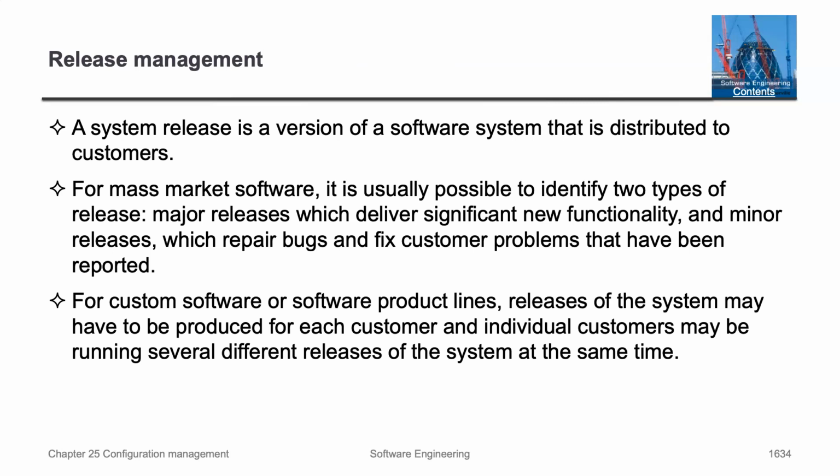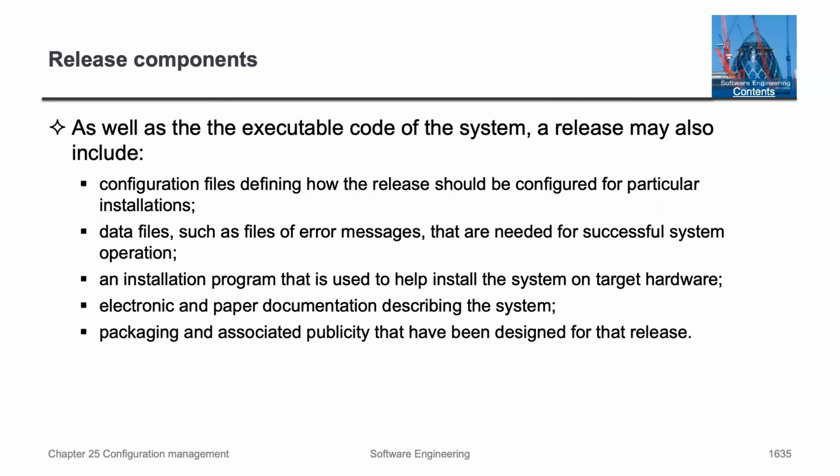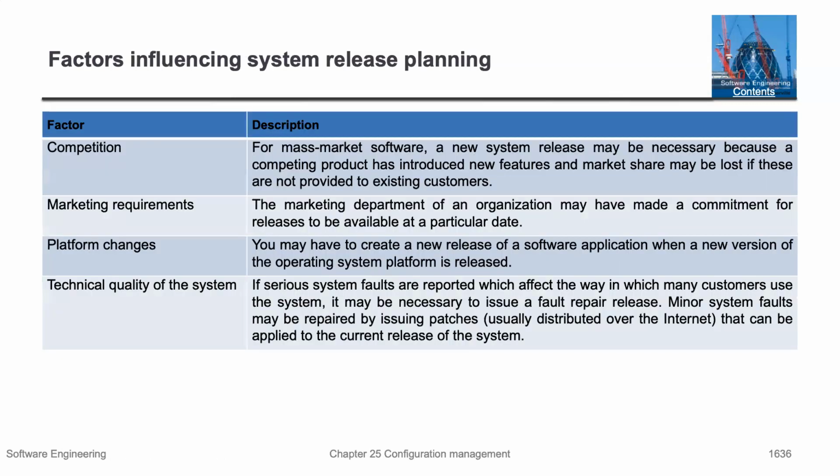For customer software or software product lines, releases of the system may have to be produced for each customer, and individual customers may be running several different releases of the system at the same time. For release components, as well as the executable code of the system, a release may also include configuration files that define how the release should be configured, data files such as files of error messages that are needed for successful system operation, an installation program that is used to help install the system, electronic and paper documentation describing the system, and packaging and associated publicity that have been designed for the release.